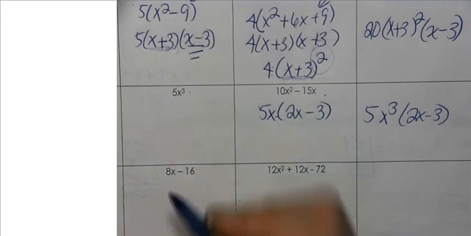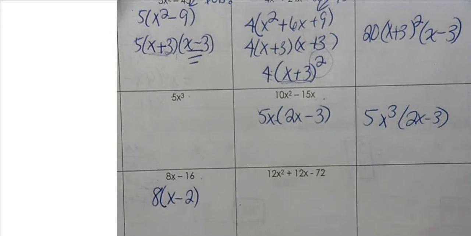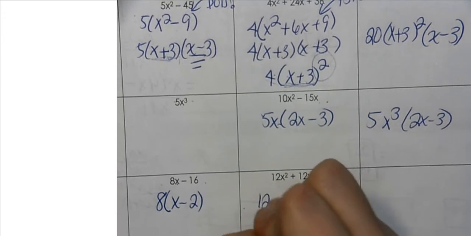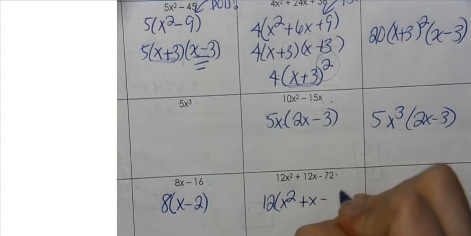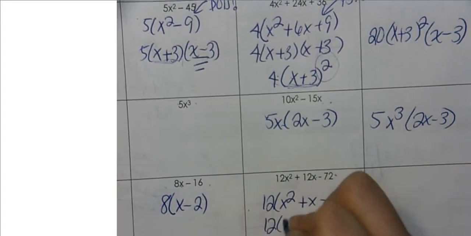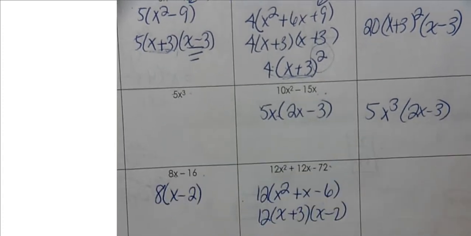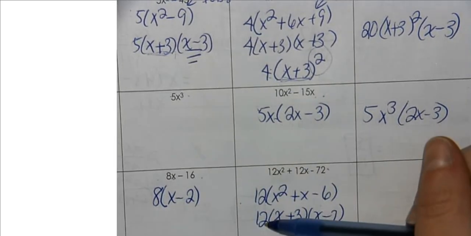And finally, between 8x and 16, they both have in common an 8. So we have 8 times x minus 2. And then 12x squared plus 12x minus 72 are all divisible by 12. Leftovers is x squared plus x minus 6. And then I'm going to factor this more by turning this into an x plus 3 and an x minus 2. So we want to look for the smallest number that both 8 and 12 are factors of.